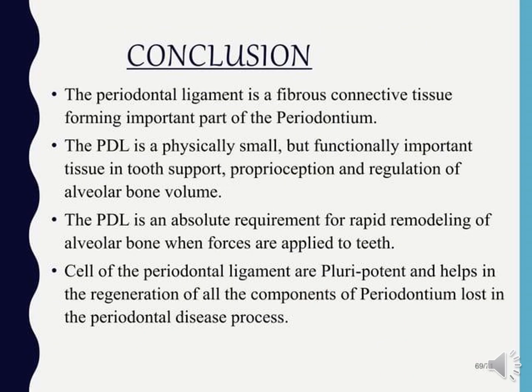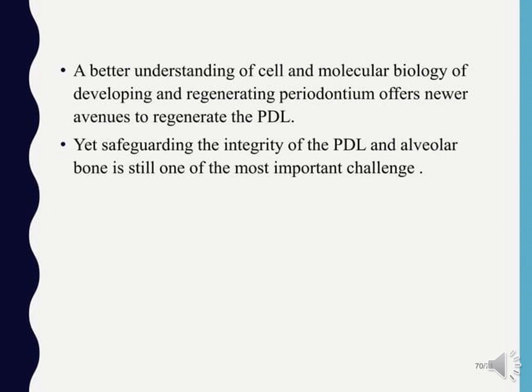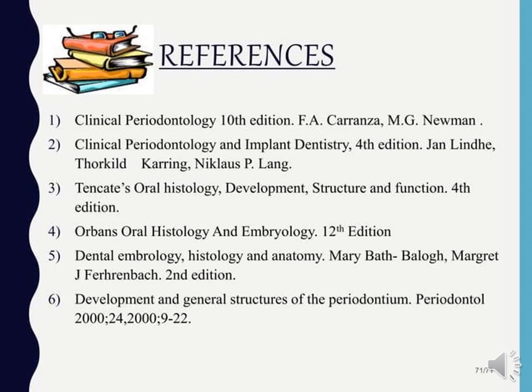Conclusion: the PDL is a fibrous connective tissue forming an important part of the periodontium. The PDL is a physically small but functionally important tissue in tooth support, proprioception, and regulation of alveolar bone volume. The PDL is an absolute requirement for remodeling of alveolar bone when forces are applied to the teeth. Cells of the periodontal ligament are pluripotent and help in regeneration of all components of the periodontium lost in the periodontal disease process. A better understanding of the cell and molecular biology of developing and regenerating periodontium offers newer avenues to regenerate the PDL. Yet safeguarding the integrity of the PDL and alveolar bone is still one of the most important challenges. Thank you.